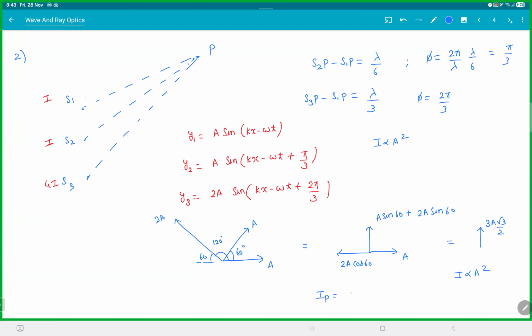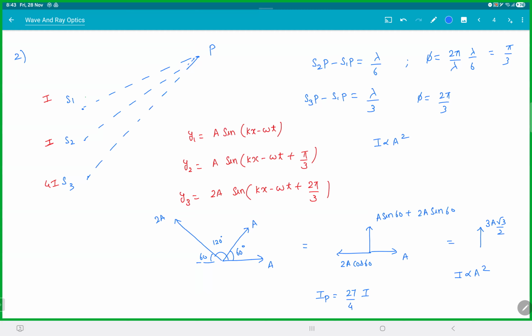Three root 3, that is 9 into 3, 27 by 2y. Is that clear, everyone? 13.5. Sure with this? That means the amplitude of the net resultant when it reaches will become 3a root 3 by 2, and its square will be 9 into 3, 27 by 4. Clear with this? Close to 7a, but it's not 7a. There, it's a good one.